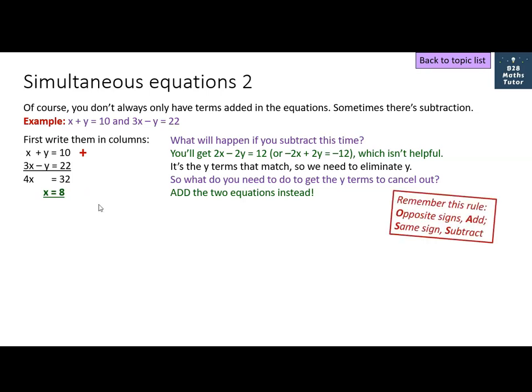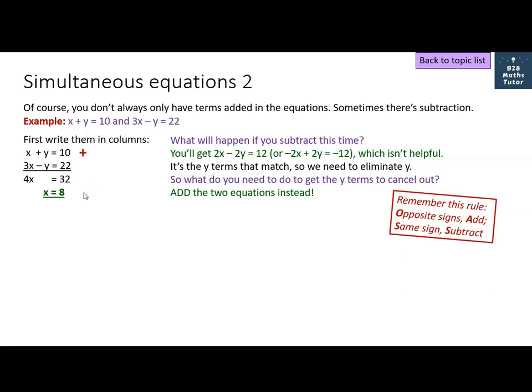If you remember the rule, opposite signs add, same signs subtract. So if one of the matching terms is positive and the other is negative, you need to add them together to get them to cancel out. If they're both positive or if they're both negative, then you need to subtract them to get them to cancel out.